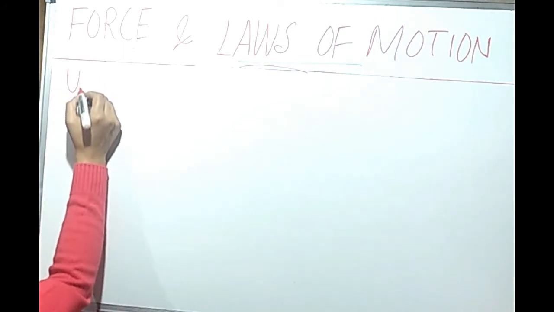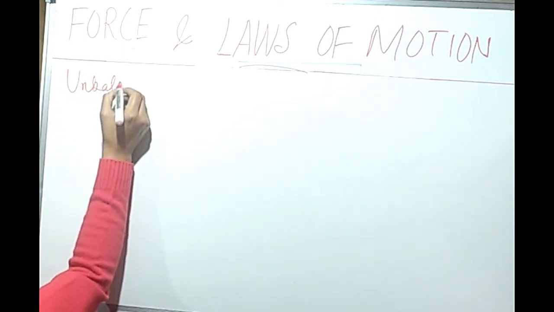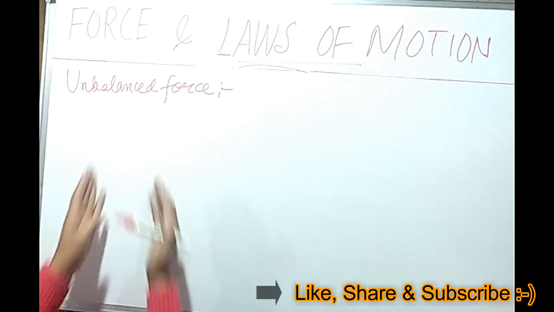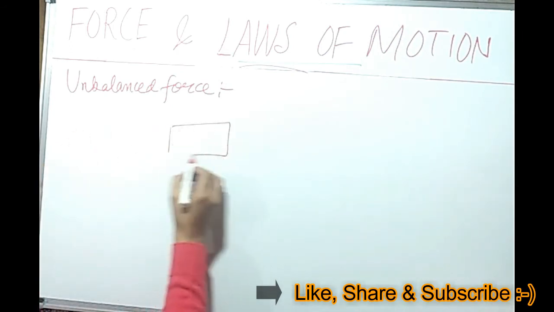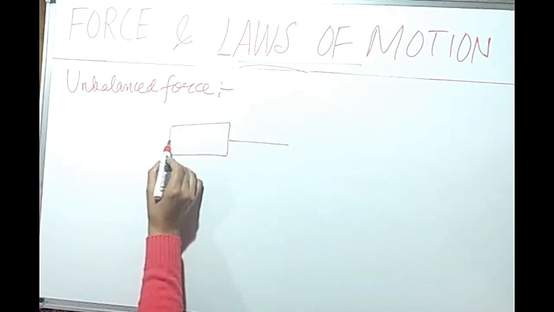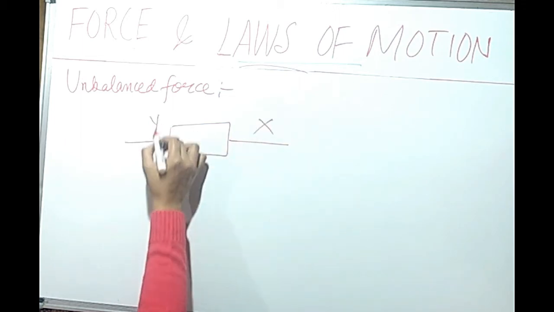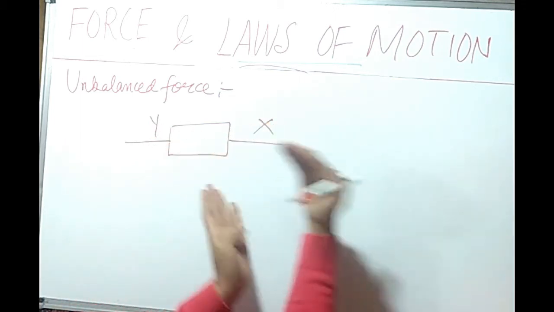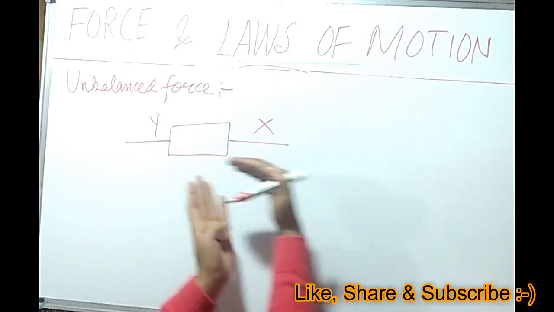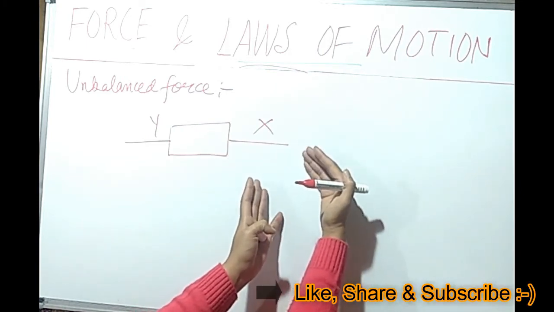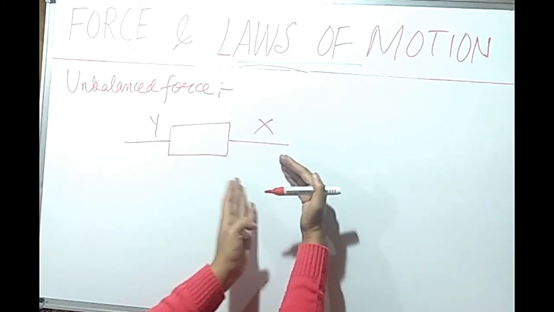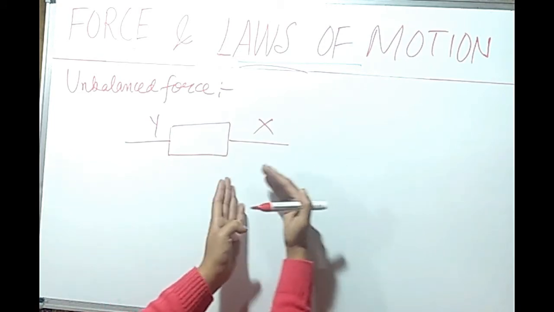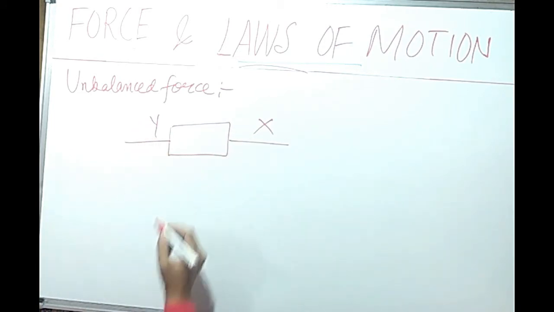Next is unbalanced force. This we have already discussed, that there is a wooden block, string X and string Y. When we apply greater force in one direction, the block will move in that direction. That applied force is the unbalanced force. That means motion is occurring, the object has come in motion. That is the unbalanced force.